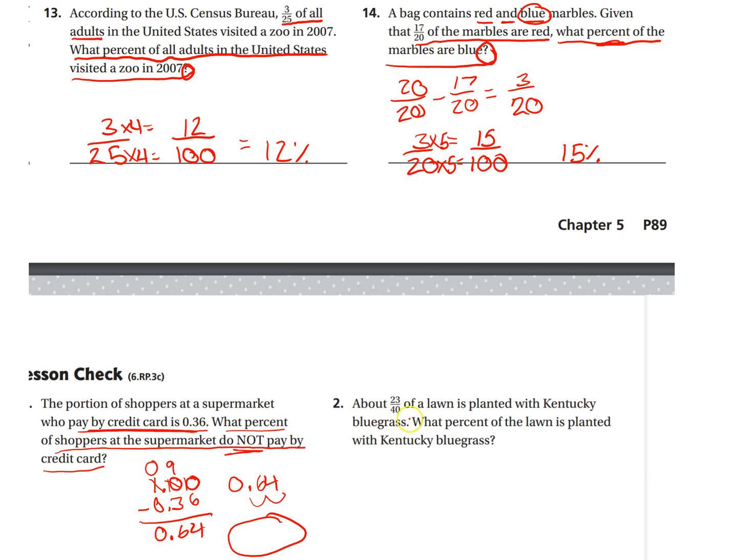I'll let you write the final percent here. Okay, number 2, about 23/40 of a lawn is planted with Kentucky bluegrass. What percent of the lawn is planted with Kentucky bluegrass? Well, again, I have that denominator of 40, which we've already decided there's no whole number that I can multiply 40 by to get a denominator of 100. So for this particular problem, I'm going to have to go the little more challenging route of dividing the denominator into the numerator.